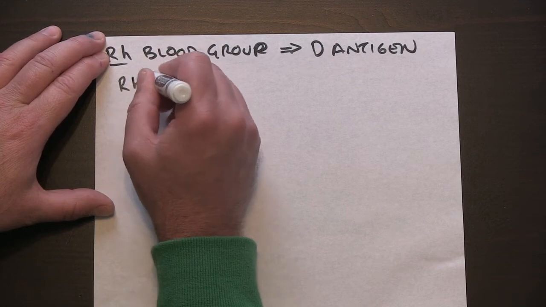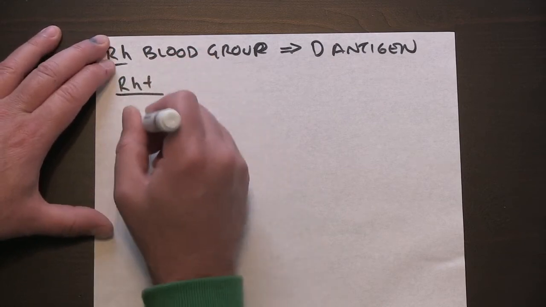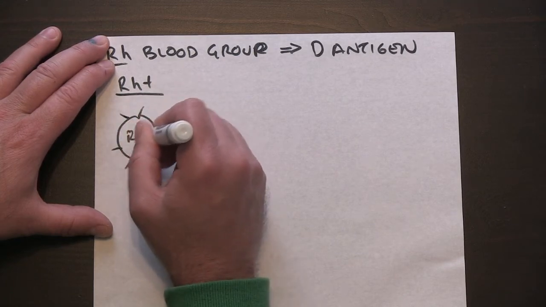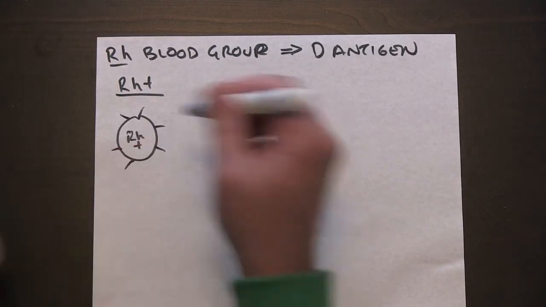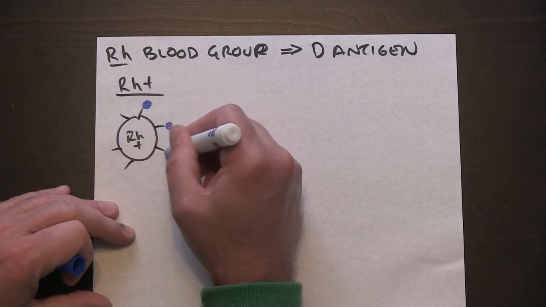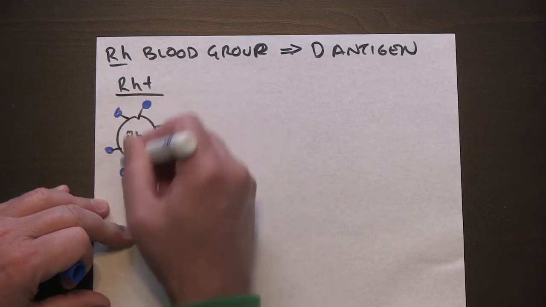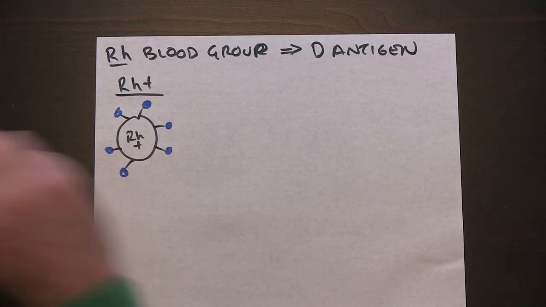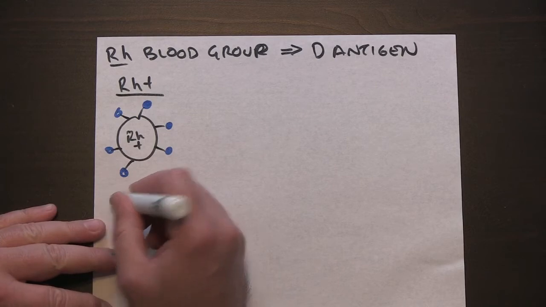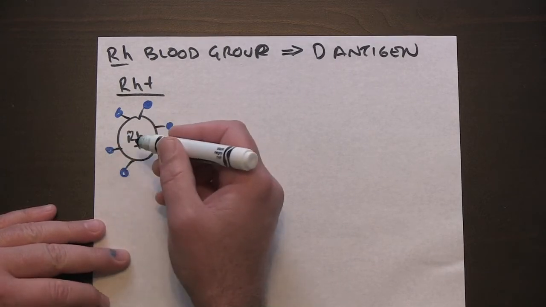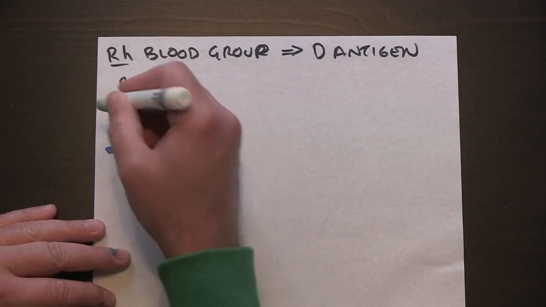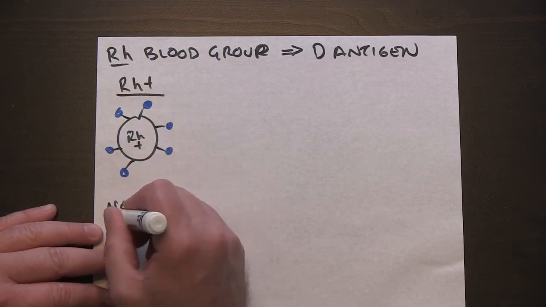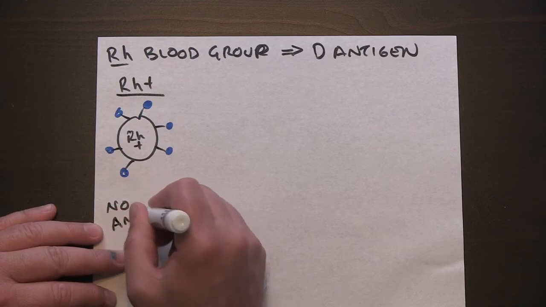So if you're RH positive, you have the D antigen on the outside of your blood cells. And remember, if you're AB, you don't have anti-A, you don't have anti-B. So on this one, if you have the D, you have no anti-D antibodies.